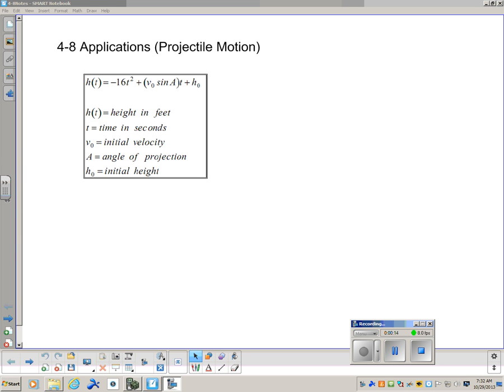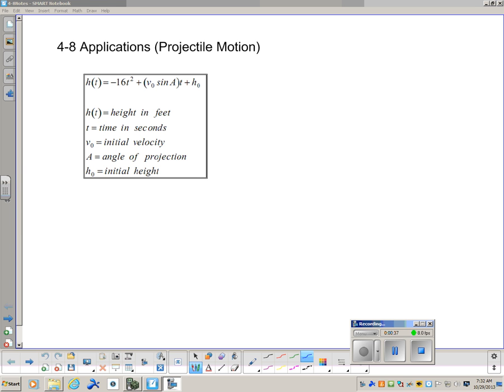So a nice formula for projectile motion here is h of t, that's the height of the object, is equal to negative 16t squared plus the initial velocity times the sine of the angle and all of that times t, and then plus h sub 0, which is the initial height. So that's the formula. I'm just reading it from up there.